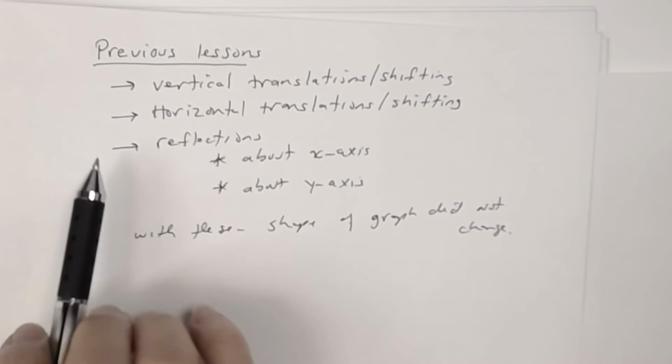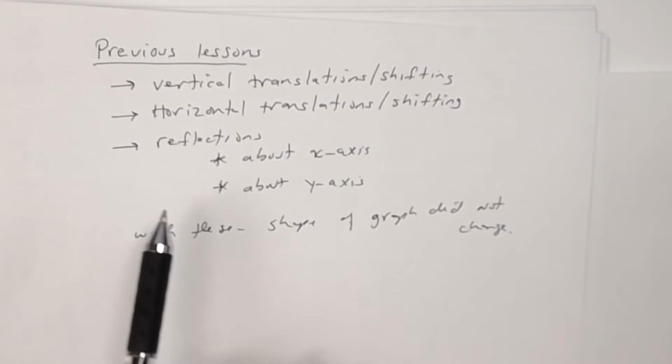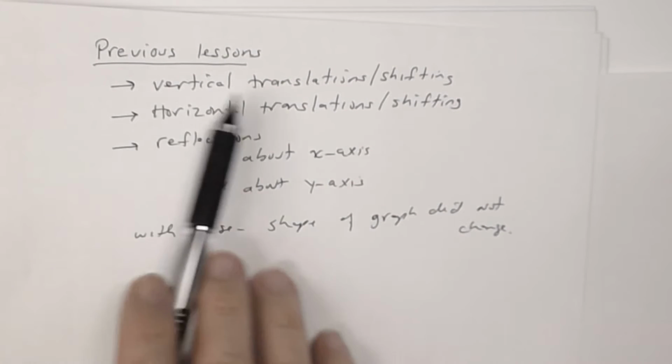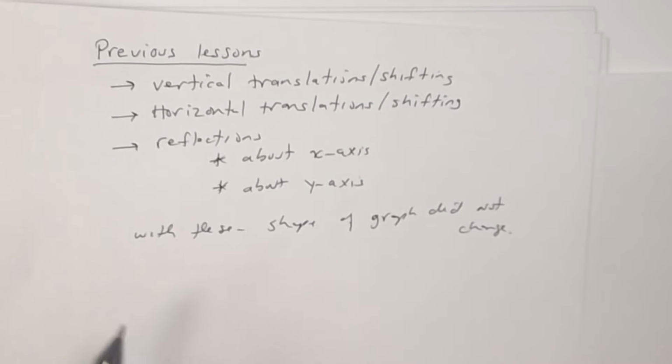Now, if you go back to the lessons, you're going to notice that when we did these vertical and horizontal translations or the reflections, the shape of the graph did not change at all. It was the same opening. It didn't become narrower or wider. It stayed the same shape.